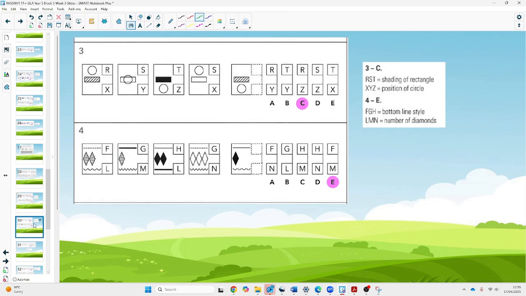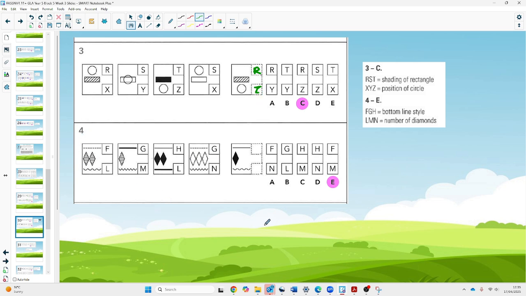So let's go to question 3 now. We've got RST is the shading of the rectangle. So again, we need it to be hatched, hence why it's R. And then if we look on the bottom row, it's the position of the circle. So our circle needs to be at the bottom there, so it's RZ.